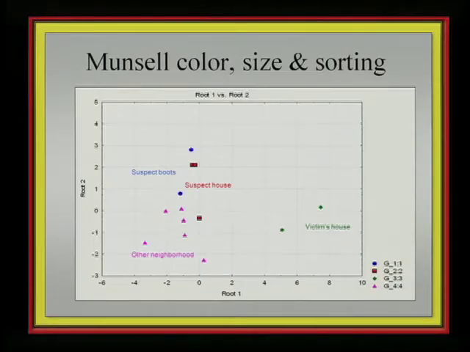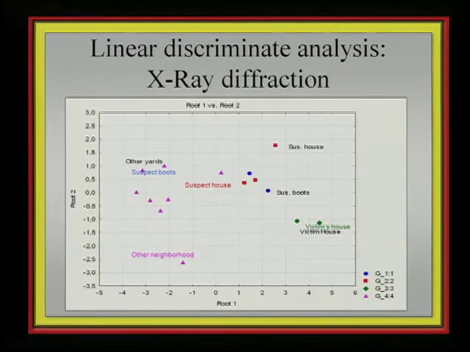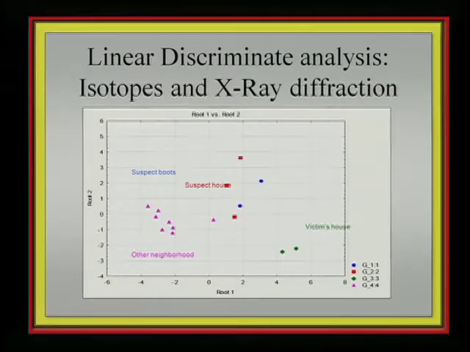And then we've subsequently followed up with linear discriminant analysis, and it basically shows similar things. Now with the linear discriminant analysis, it emphasized the differences more. So again, X-ray diffraction showed the same kinds of things. That the suspect's samples, which are in blue, were in the same range as the suspect's house, whereas the samples from the victim's house were different.